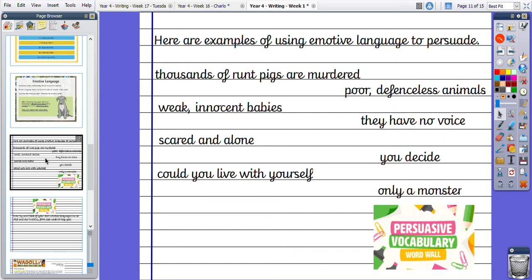So here are some examples of using emotive language to persuade. We've picked out thousands of runt pigs are murdered, poor defenceless animals, weak innocent babies, they have no voice, they're scared and alone, only you can decide, could you live with yourself, and only a monster would kill a runt.